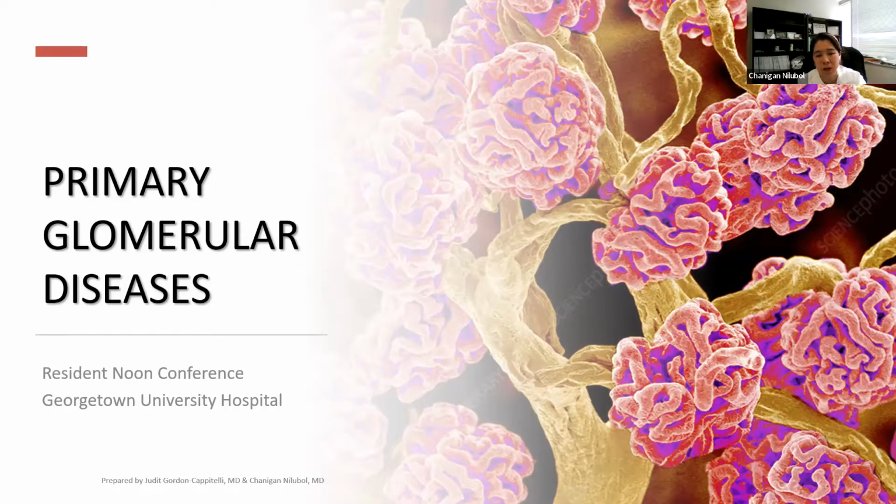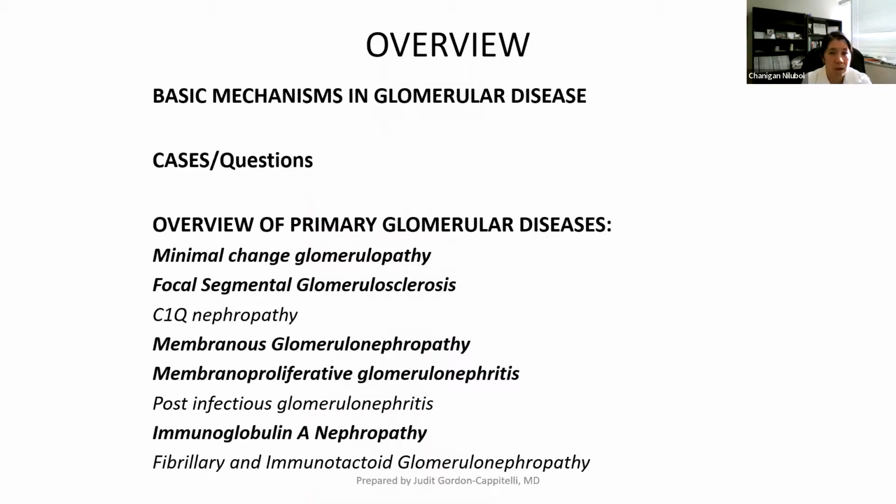How we get to the diagnosis, and an overview of what each of these diseases typically presents with. Okay, so the overview: a little bit about what the glomerulus looks like and its structure, and then we go through cases of a few patients.